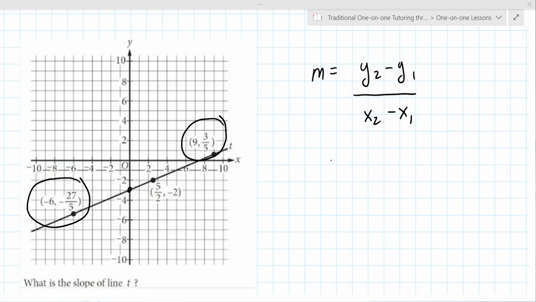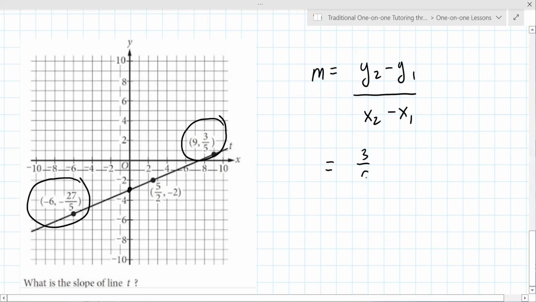I'm going to just start writing down the steps here, just in case there are any questions on this one. The order does not matter unless you somehow switch them. You have to switch them both, not just one or the other.